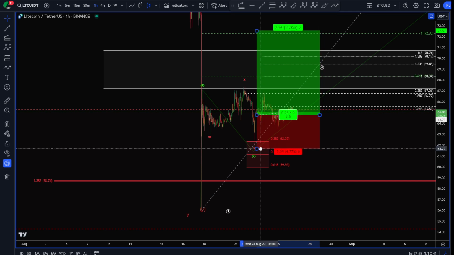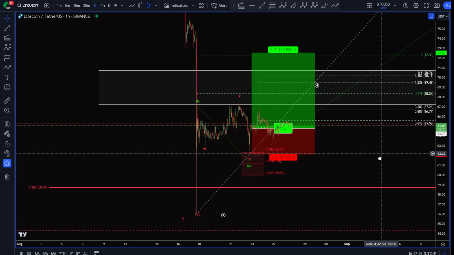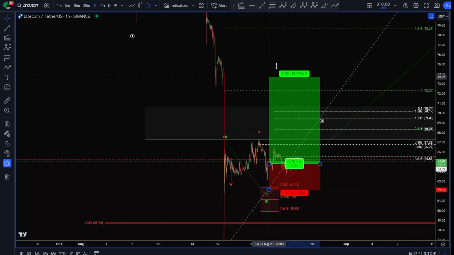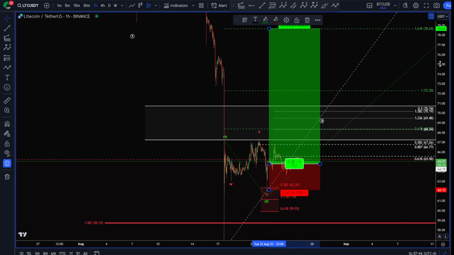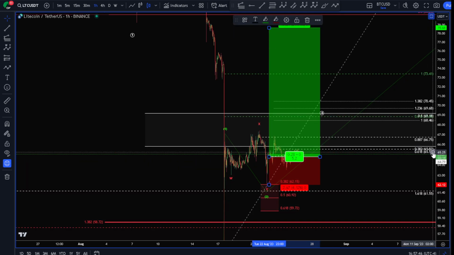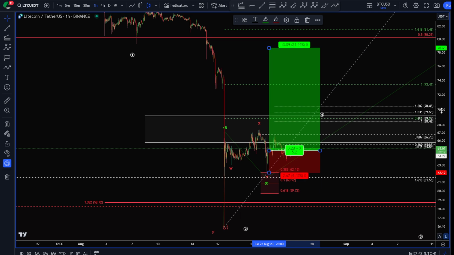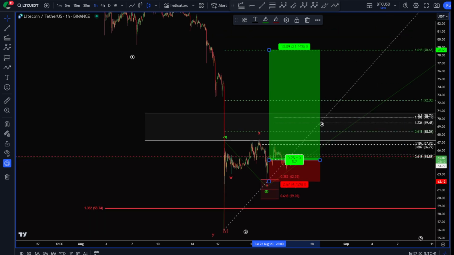My original setup was a stop at this proposed low, and I was targeting the 1.618 up here for our third wave, the closer of the two targets between linear and log. It was at like 78.50-ish.